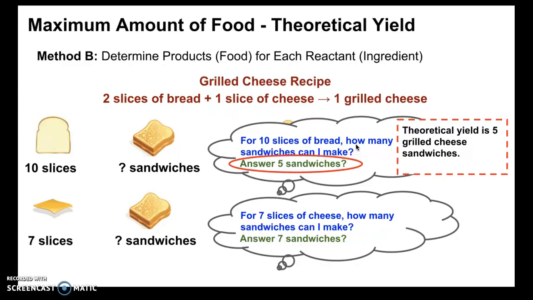It's the same answer you got before with method A, except if you did method B, when you're finding the limiting reactant, you already got the answer. So you can stop. That's your theoretical yield.